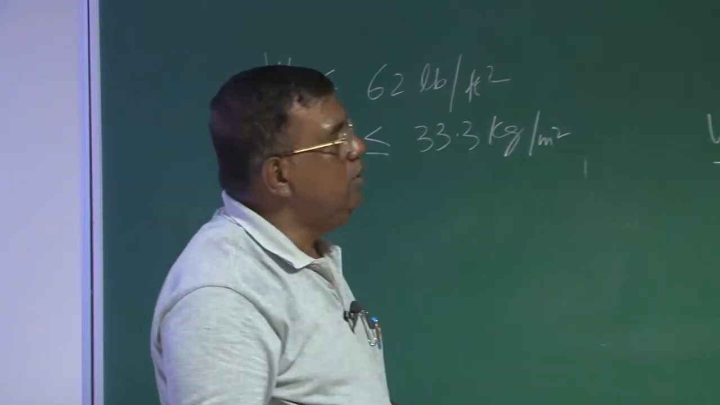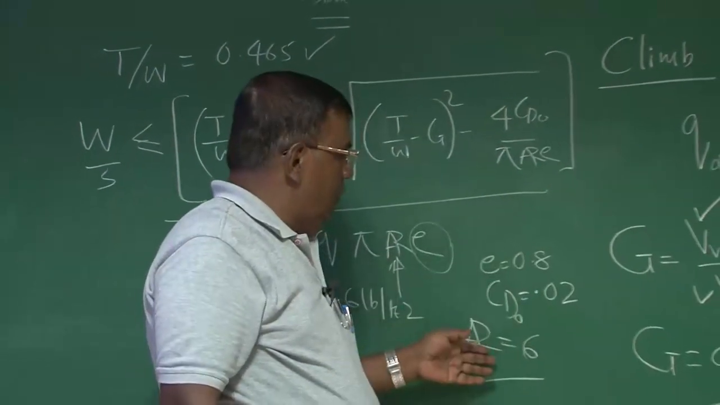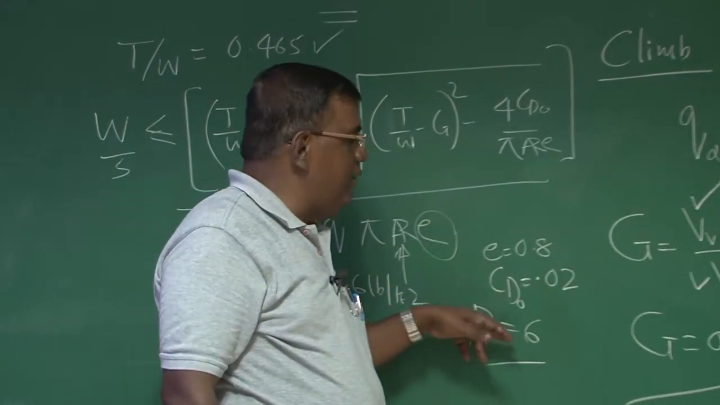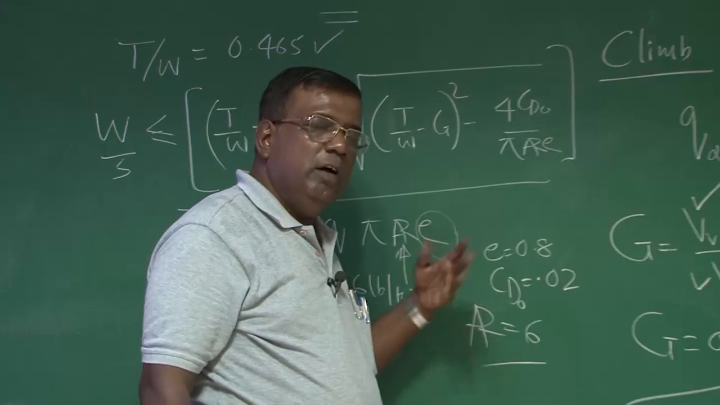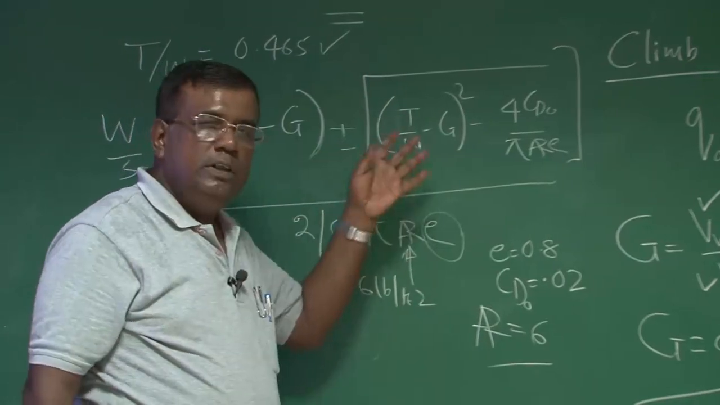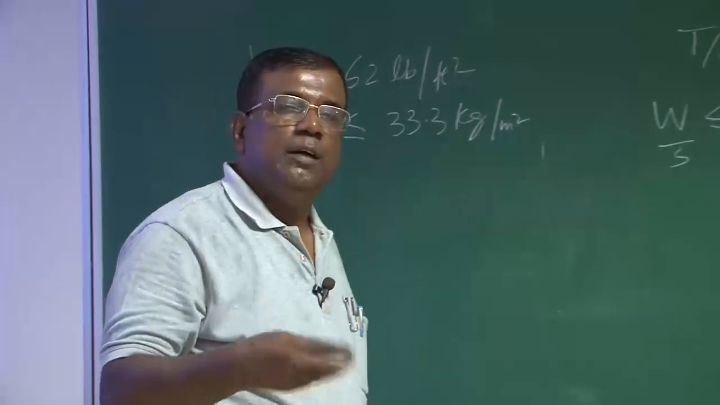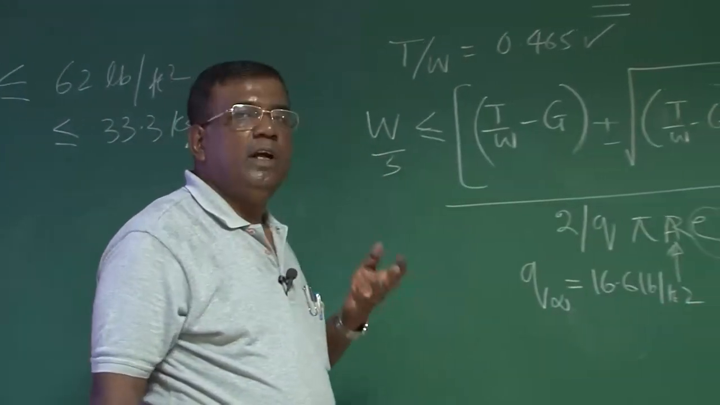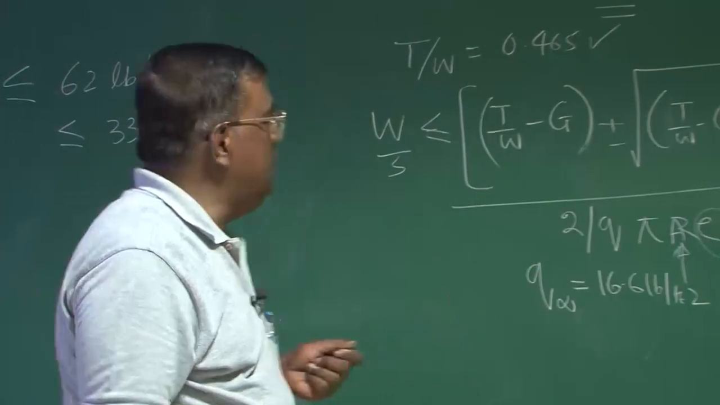But here, as a designer, please see that this value depends upon aspect ratio. So at this stage, what you should do in an automated way, you should generate data for different values of aspect ratio for a particular CD naught. Then you generate this number for different combinations of CD naught and aspect ratio. Similarly, for different combinations of T by W, G, all those data should be available with you so that you can select. So creating a database and using the database rather than using the formula all the time is the right way for a designer to get a feel. Don't leave everything to the computer, at least at the conceptual stage, right?